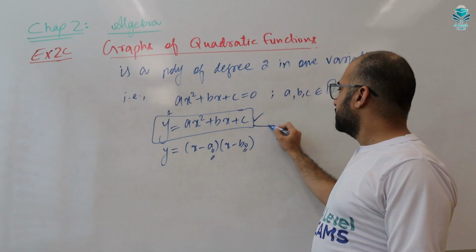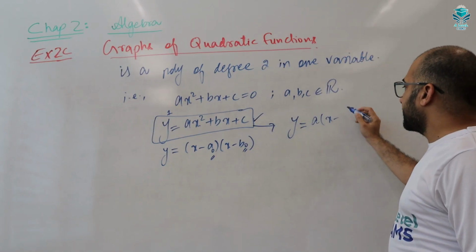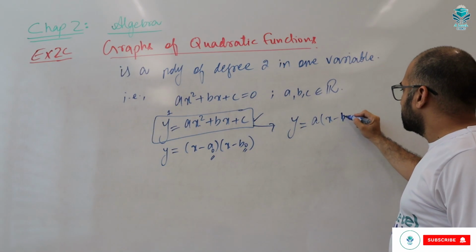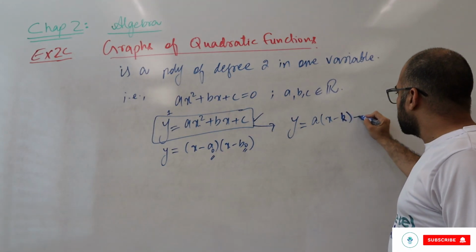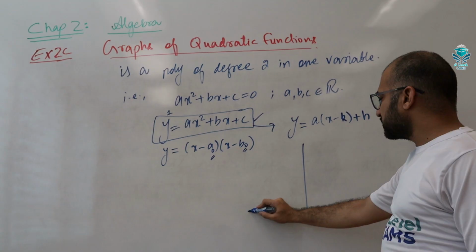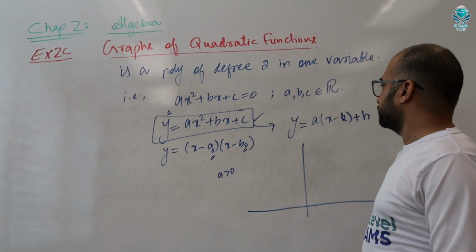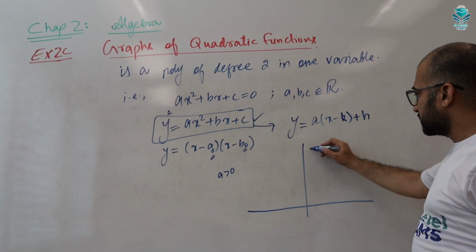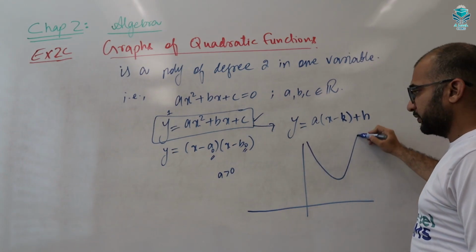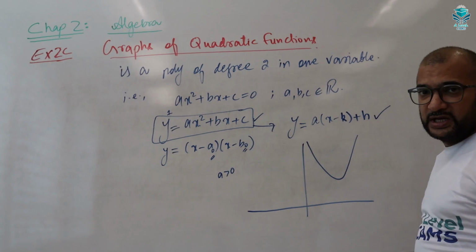So let's say its completed square form will be a(x − k)² + h. So dear students, if we draw this graph, if a is positive, you can draw this graph like this one. I will explain this form for the several cases of a, h and k.